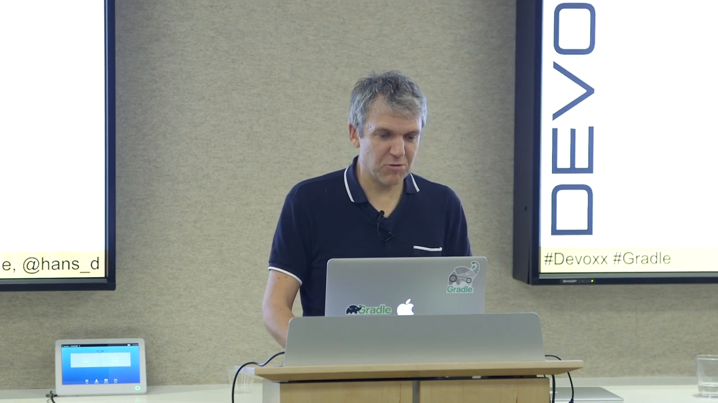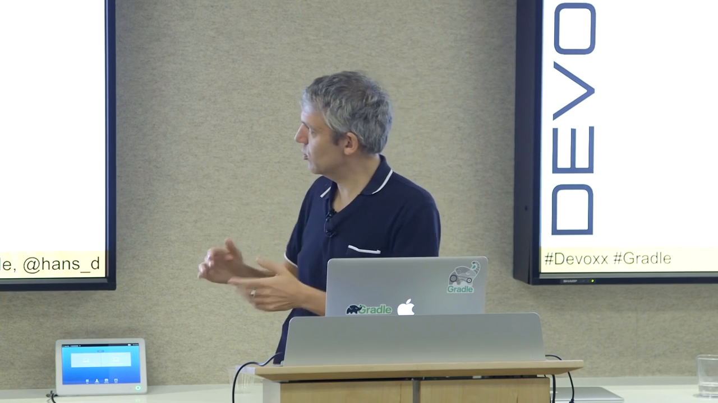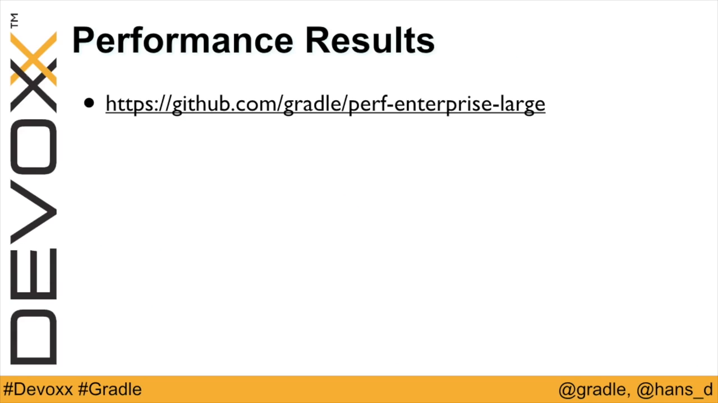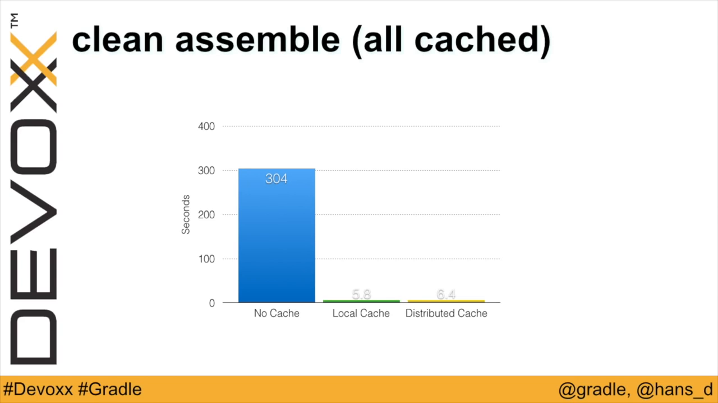Just to share some numbers, we have a performance test project that simulates a larger Java enterprise build. It's public, so you can check it out. We ran that against the distributed cache. With no cache, the build took 300 seconds, so 5 minutes. With the new task output cache installed locally, it was down to 5.8 seconds when everything was cached. And when the cache was on a different machine, it was 6.4 seconds.